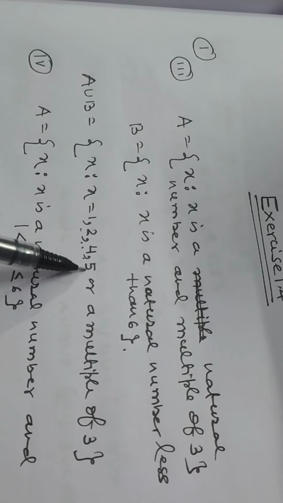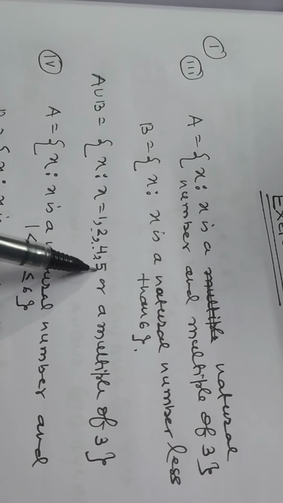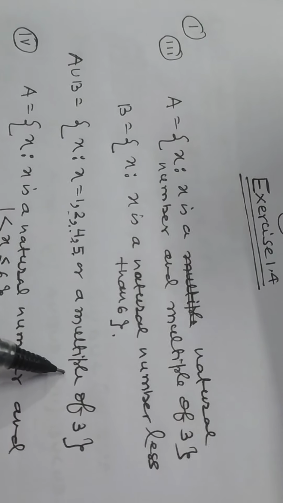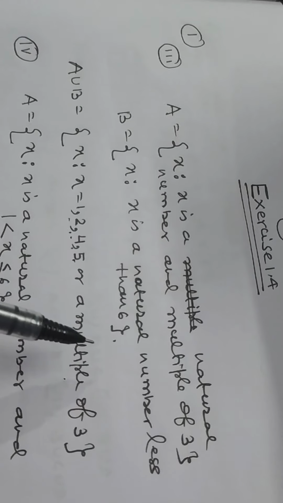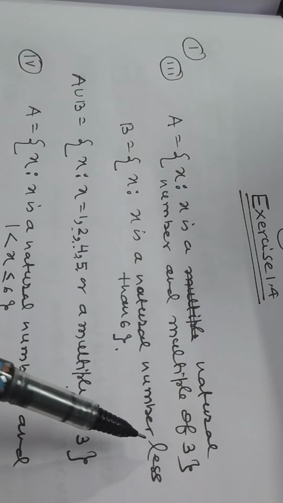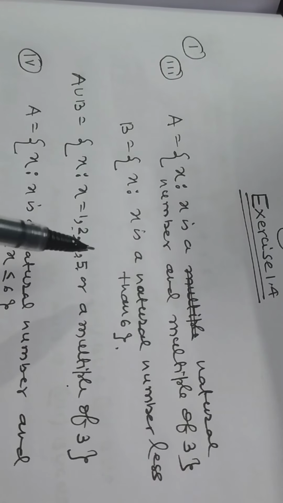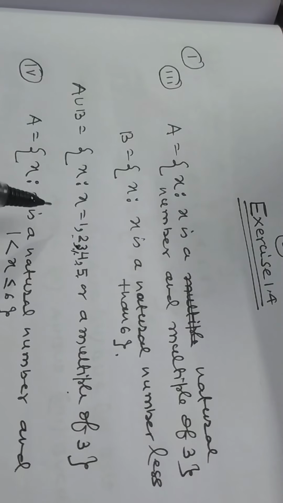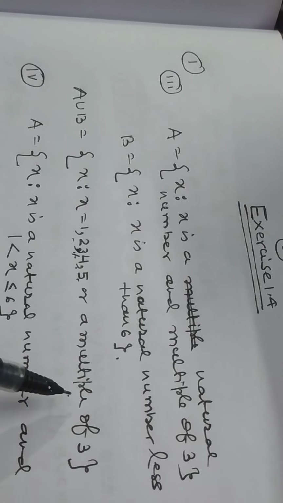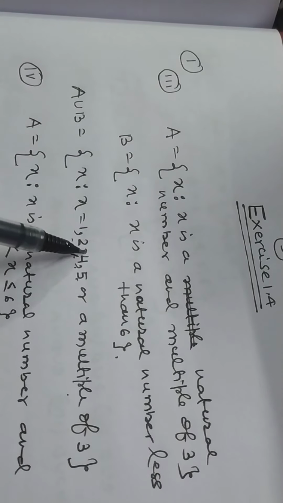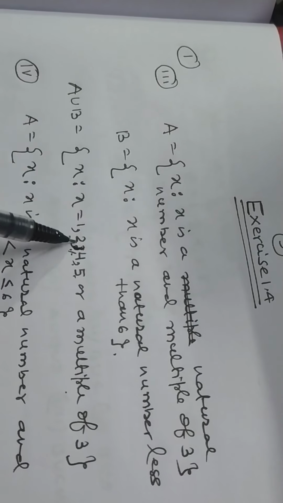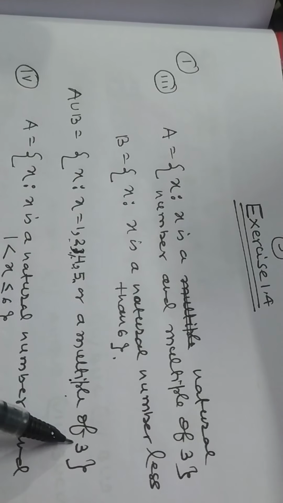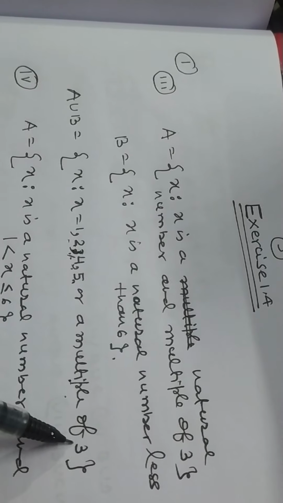X is a natural number less than 6 or a multiple of 3. तो 3 भी less than 6 तो 3 भी होना चाहिए. 1, 2 and multiple of 3. Multiple of 3 यहाँ आ जाएगा. Yes, 1, 2, 4, 5, 3, 3 यहाँ चलाएगा. A multiple of 3: 3 1 जा 3, 3 2 जा 6.